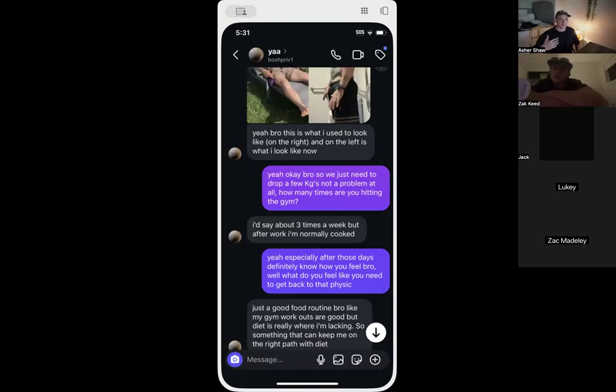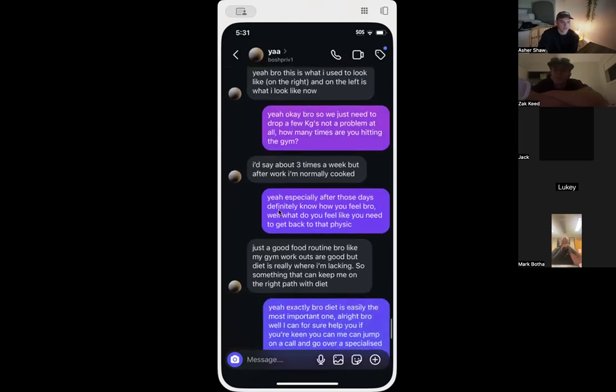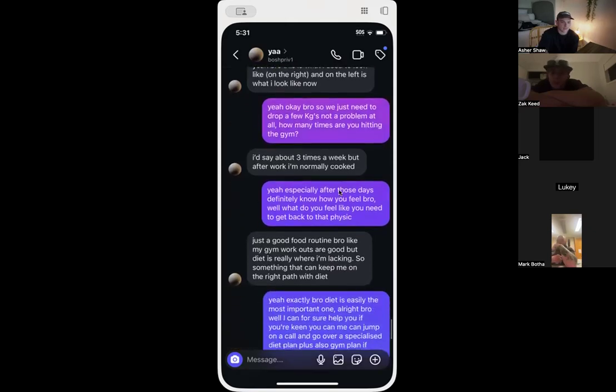So relating back to them being human, that's the main thing, not just shoving it down their face and being like, do this, do that. You just got to show them that you're human. So, yeah, especially after those days, definitely know how you feel, bro. Well, what do you feel like you need to get back to that physique? So this is getting them thinking of what they need, obviously.